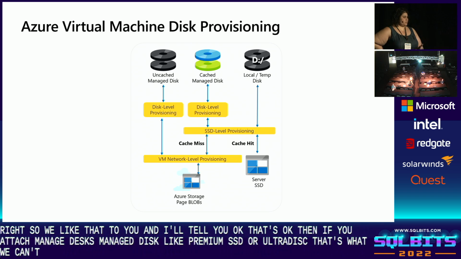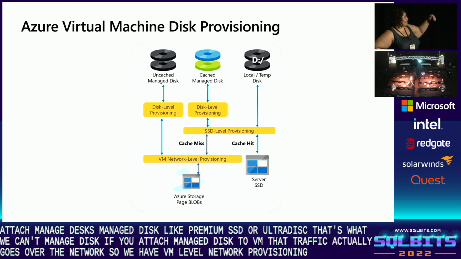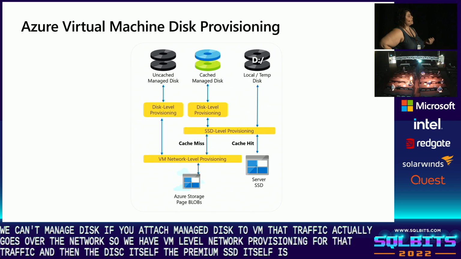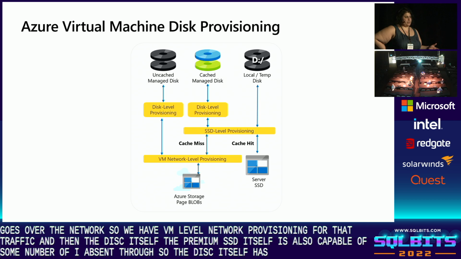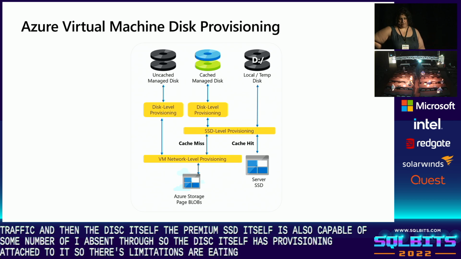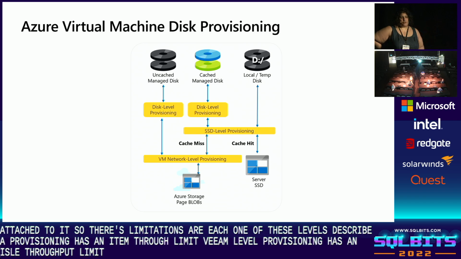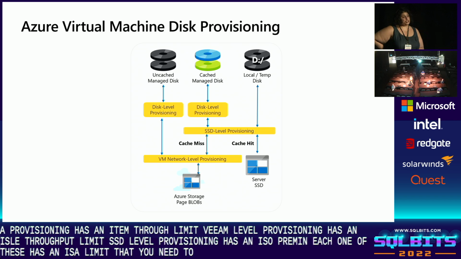Then if you attach managed disks, like premium SSD or ultra disk, that's what we call managed disks. If you attach managed disks to the VM, that traffic actually goes over the network. So we have VM level network provisioning for that traffic. And then the disk itself, the premium SSD itself, is also capable of some number of IOPS and throughput. So the disk itself has provisioning attached to it. So there are limitations at each one of these levels. Disk level provisioning has an I/O throughput limit. VM level provisioning has an I/O throughput limit. SSD level provisioning has an I/O throughput limit. Each one of these has an I/O throughput limit that you need to pay attention to when you're sizing.